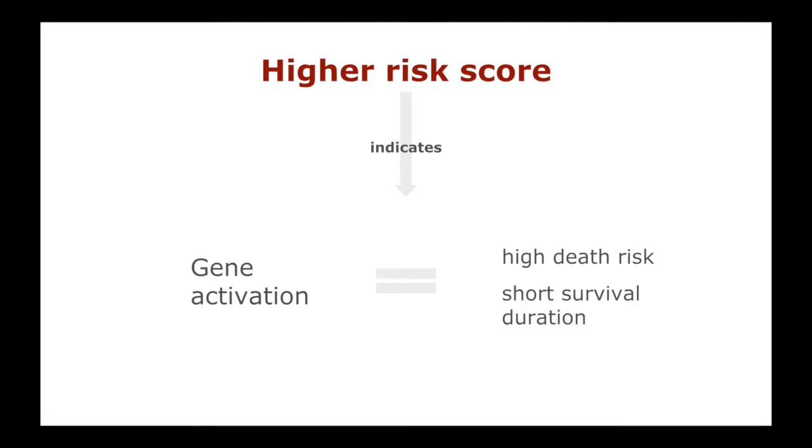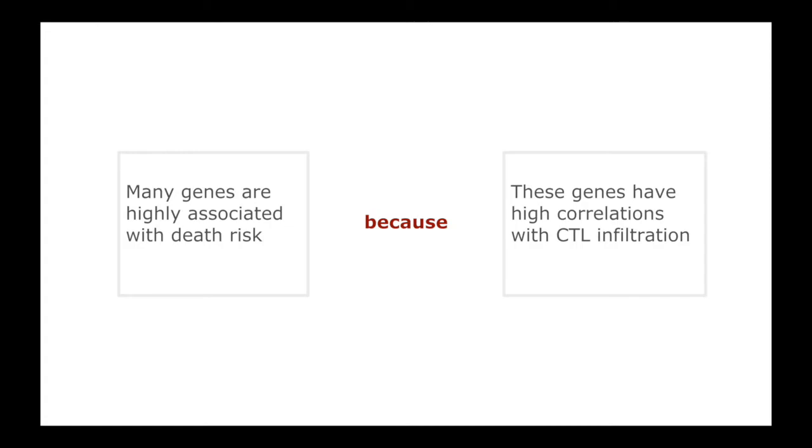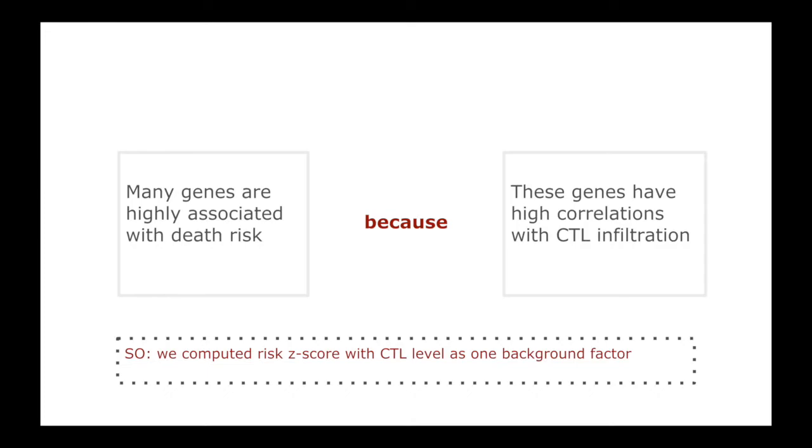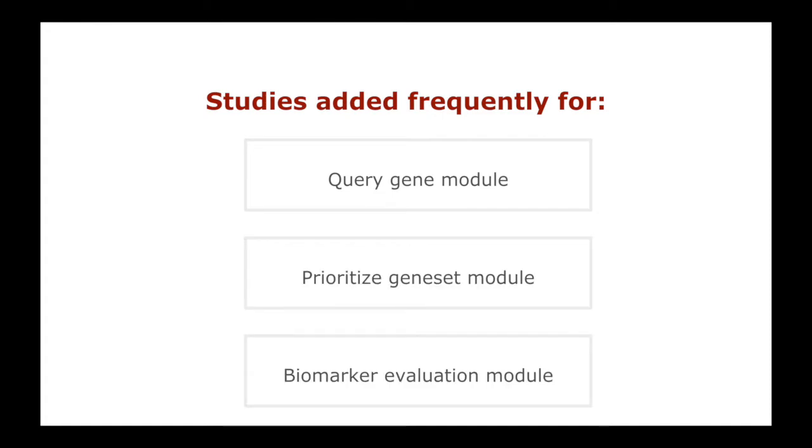survival duration. The adjusted risk column lists the survival risk score that has been adjusted for the effect of cytotoxic T lymphocyte. Many genes are highly associated with death risk because these genes have high correlations with the cytotoxic T lymphocyte infiltration. Therefore, we computed a risk z-score with the cytotoxic T lymphocyte level as one background factor in the Cox-PH regression. Lastly, the count column lists the sample count in each dataset. In addition to the data cohorts that are currently available here, we will continue to add studies not only for this query gene model, but for the prioritized gene set and biomarker evaluation models as well.